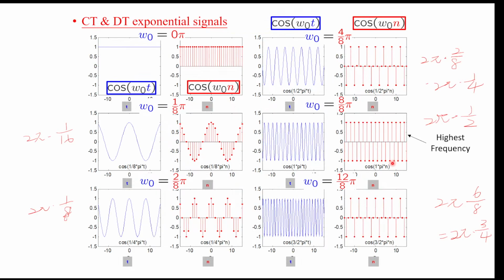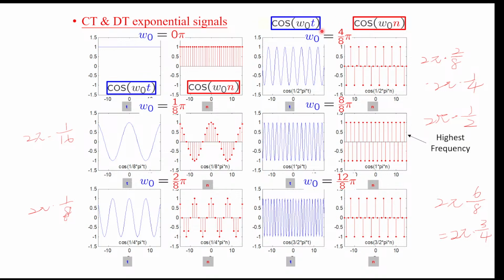Then we can compare this to the discrete time signal. Omega naught equal to 0, and this is similar. We have a constant function and a constant function here, and omega naught equal to pi over 8. Then you see the discrete function is still a similar thing, and omega naught equal to 2 pi over 8. Then you see the similar.